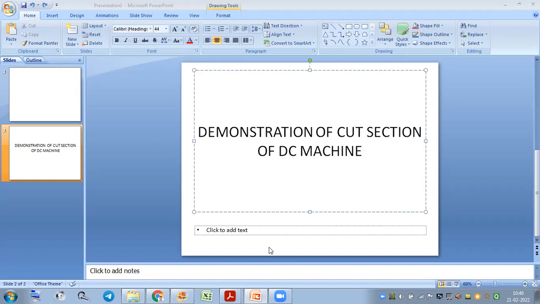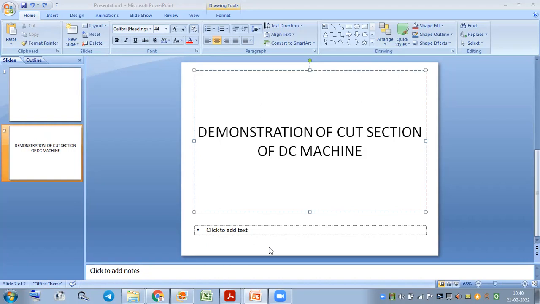That's why the demonstration of cutoff section of DC machine experiment is there. In this experiment, we not only discuss the theoretical part, but also discuss and see the inner part, how we cut a machine in one fourth part or one third part, so that we know what the inner parts look like.